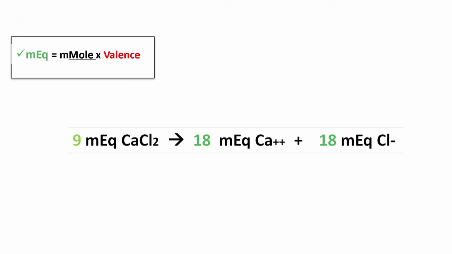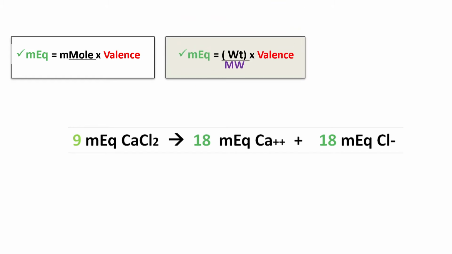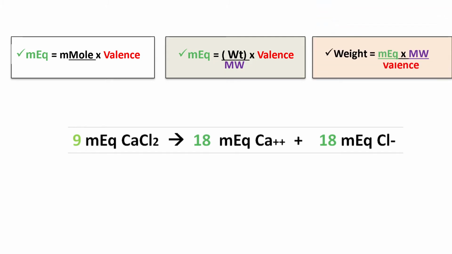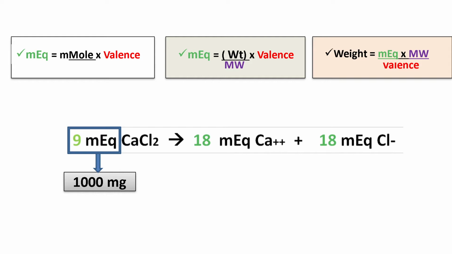We know milli-equivalent is equal to millimole into the valence. We can also write that as milli-equivalent is equal to weight by molecular weight into the valence. Now if we interchange their places, we can have this equation as weight is equal to milli-equivalent into molecular weight divided by the valence. Just interchange their places and we get the value of weight. Now we can use this formula. We know 9 milli-equivalents is equal to 1000 milligrams.